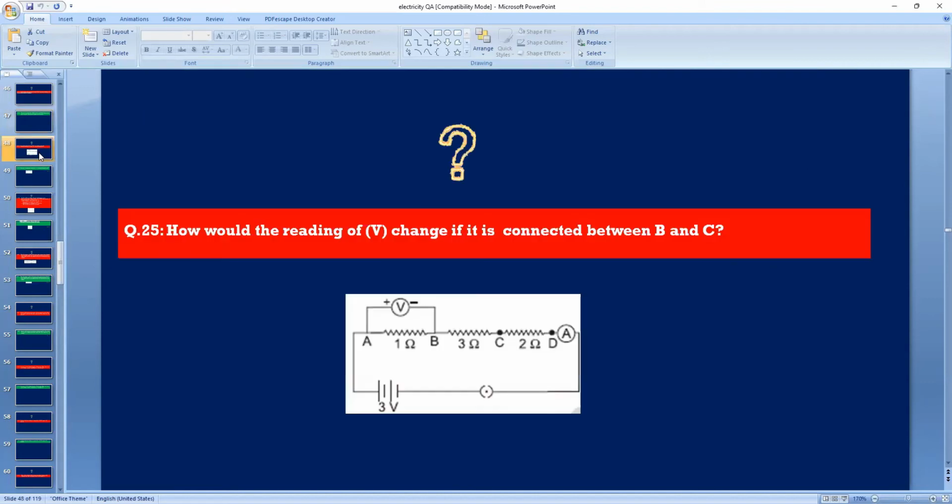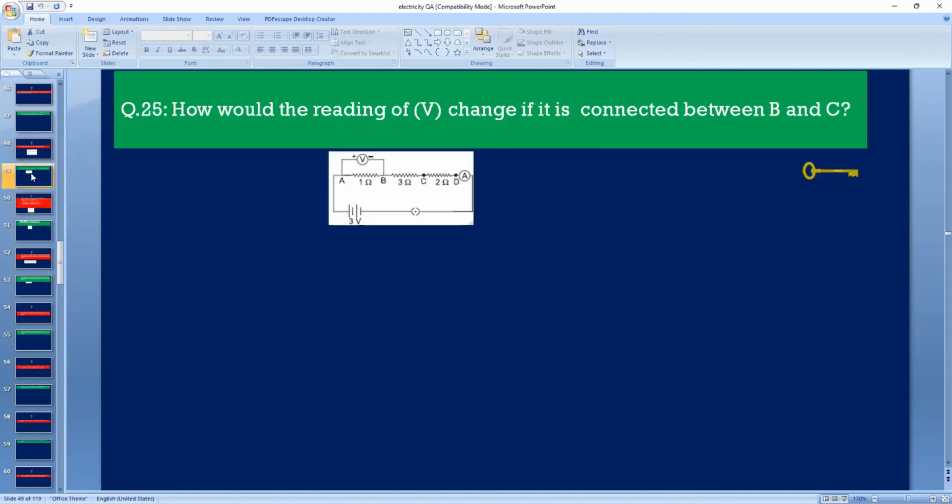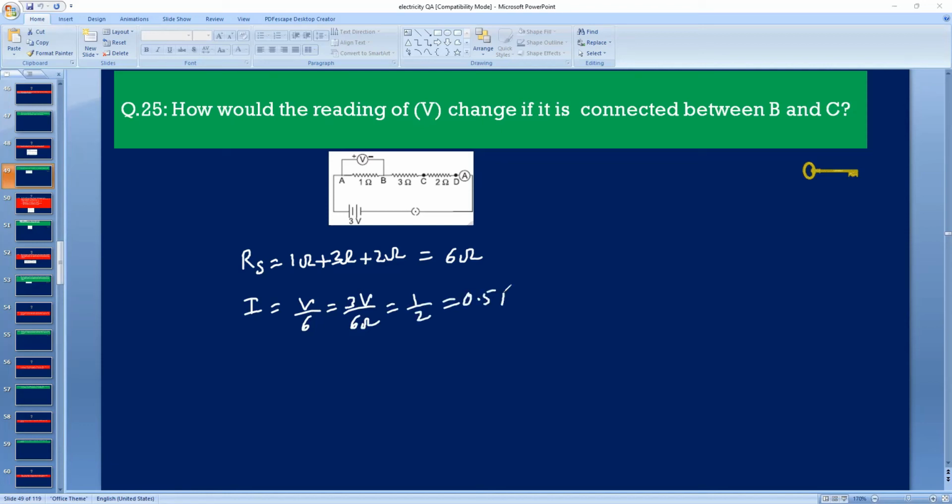Next question. How would the reading of voltage change if it is connected between B and C? Now you can see 1 ohm, 3 ohm, 2 ohms all are in series. The total resultant resistance is equal to 1 ohm plus 3 ohm plus 2 ohm is equal to 6 ohms. So the total current I is equal to V by R, which is 3 volt by 6 ohms is equal to 1 by 2 is equal to 0.5 amperes.